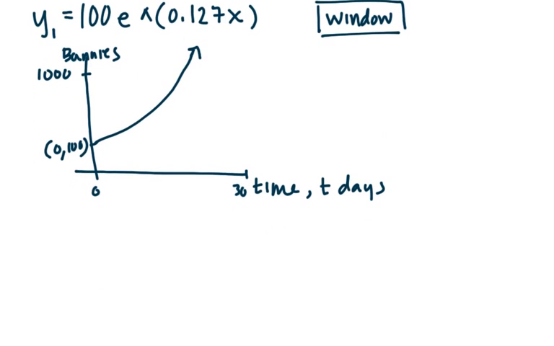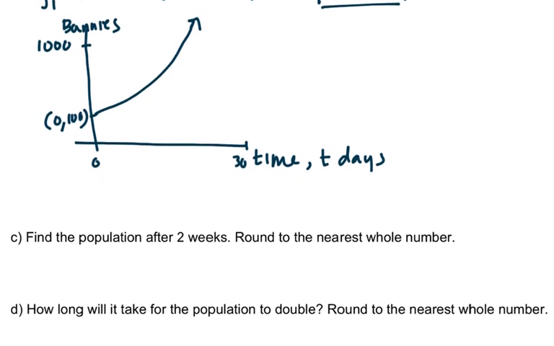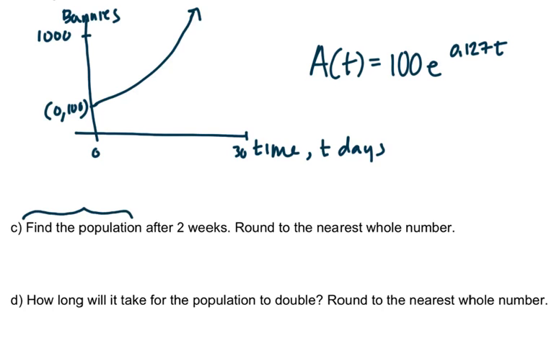Okay, so now we have our function, we have a graph. We can continue with our problem, and we're reaching the real meat of the problem here. So I'm just going to rewrite my function. We're dealing with A of t equals 100 e to the 0.127 t. It says find the population after 2 weeks. So we want to know the end population, my A of t, after 2 weeks have passed.